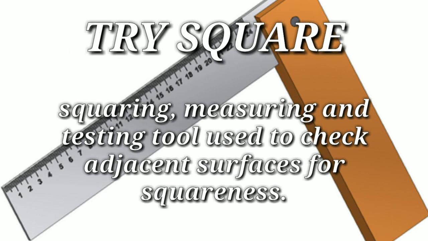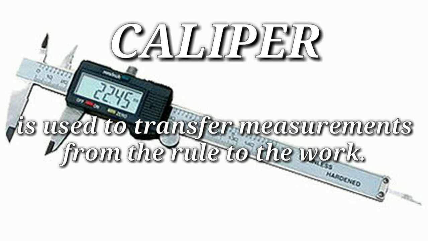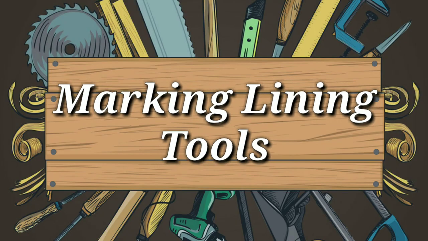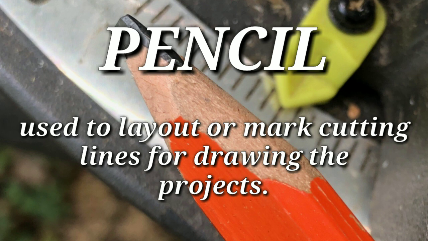Try square, squaring, measuring, and testing tool used to check adjacent surfaces for squareness. Caliper, used to transfer measurements from the rule to the work. First is the pencil. It is used to lay out or mark cutting lines for drawing the projects.